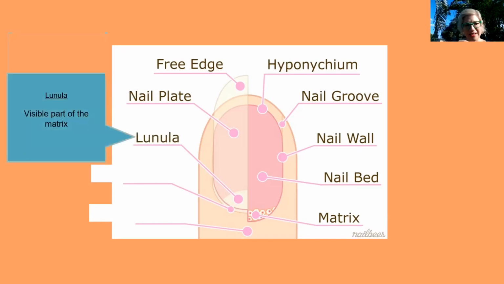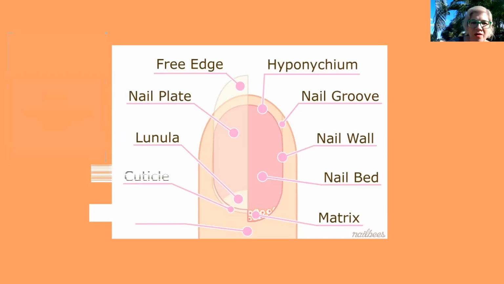Next is the lunula. The lunula is a little half moon shape. It's the only visible part of the matrix. So remember, the matrix is all the way down at the bottom. And if you look closely, there's usually a little half moon shape right over by your cuticle there. That's the lunula. Half moon is lunula, okay?